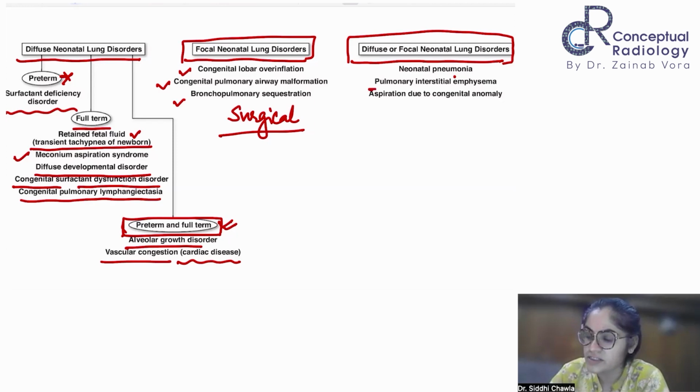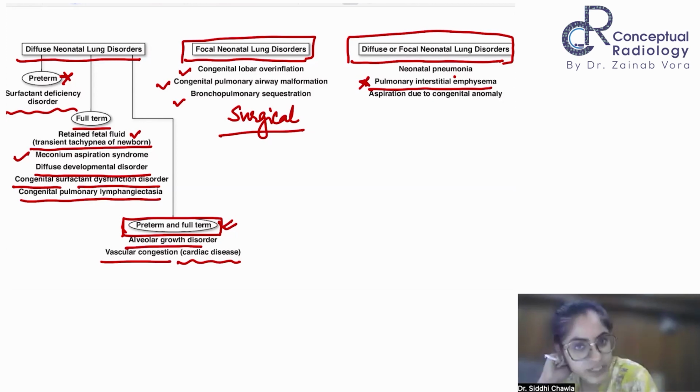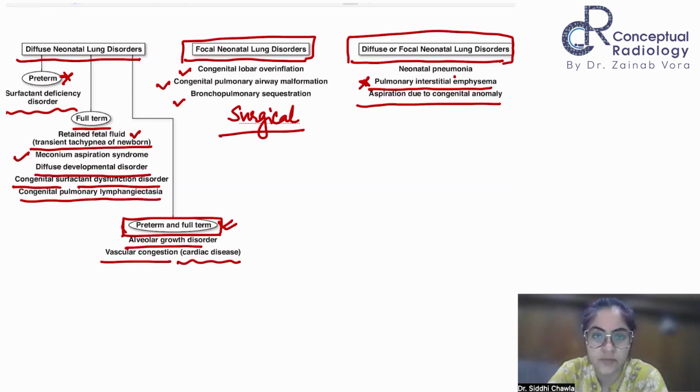Then pulmonary interstitial emphysema is basically a complication of mechanical ventilation that we'll be discussing in the next lecture. But yes, it can be either diffuse or focal based on the location of the endotracheal tube and the position of the baby. Then again, if the aspiration is due to some congenital anomaly, it can have a positional variation, and it can either be a diffuse one or have a focal progression.